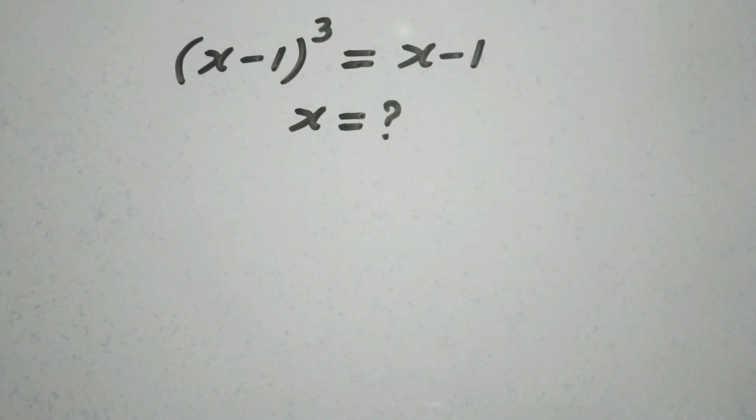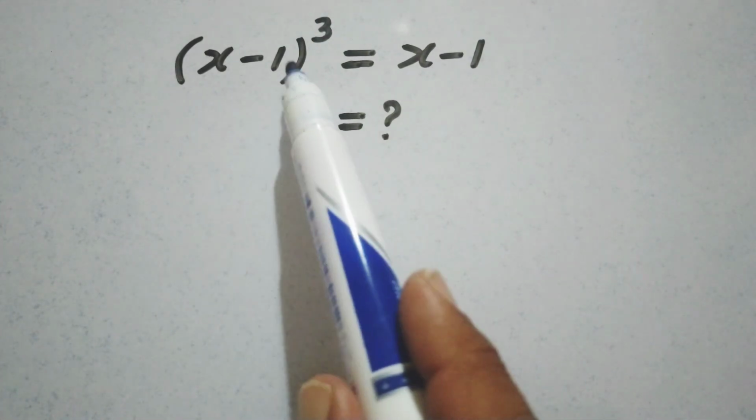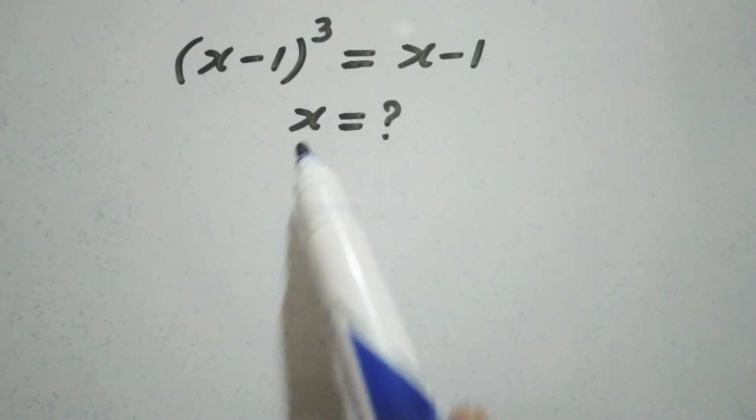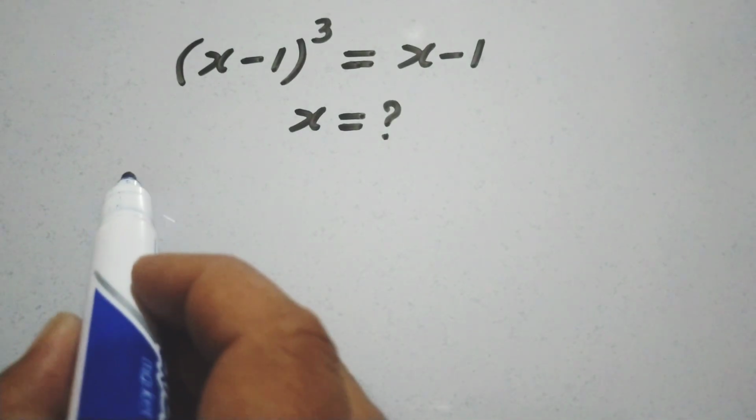Hello everyone, how to solve this nice math Olympiad problem. (x − 1)³ = x − 1, and we are interested to find x. Let's come to the solution.